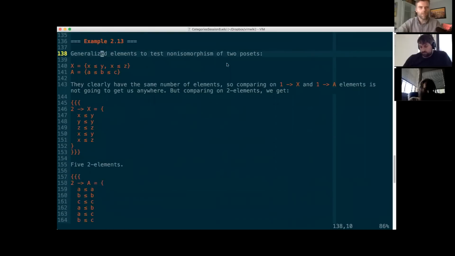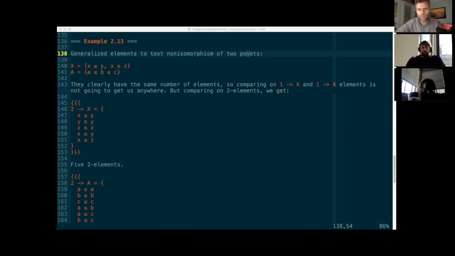So generalized elements, what was this? Example 213, generalized element to test the non-isomorphism of two posets. Let me go back to the book. 213, okay, generalized elements can be used to reveal more structure than do the constant elements. For example, consider the following posets, X and A. So he has two posets.